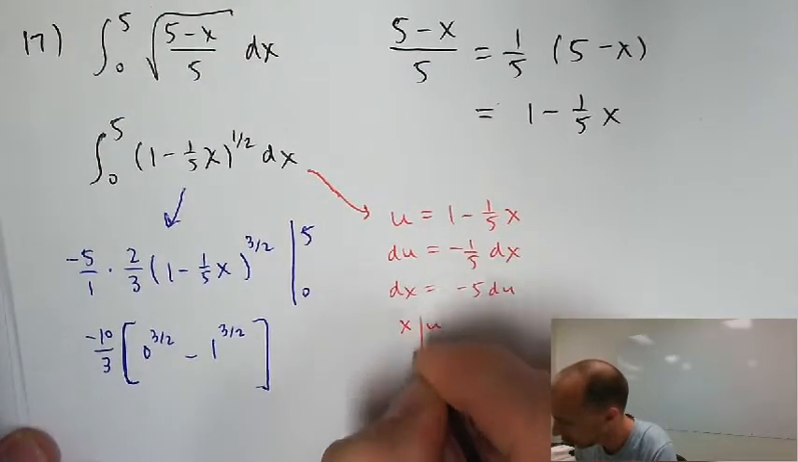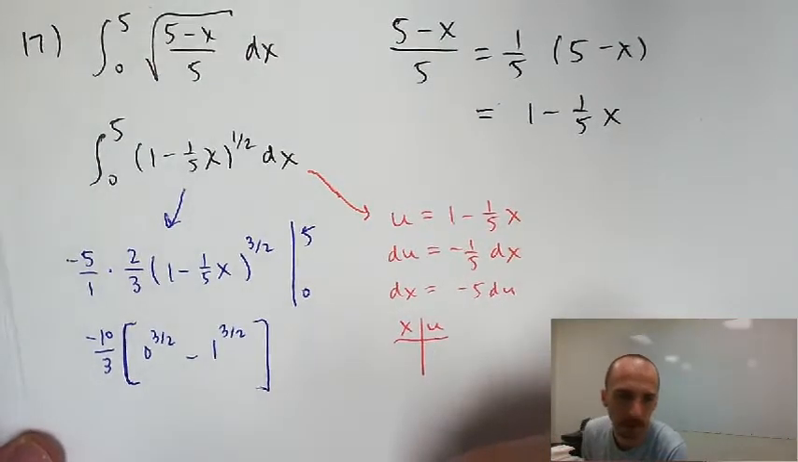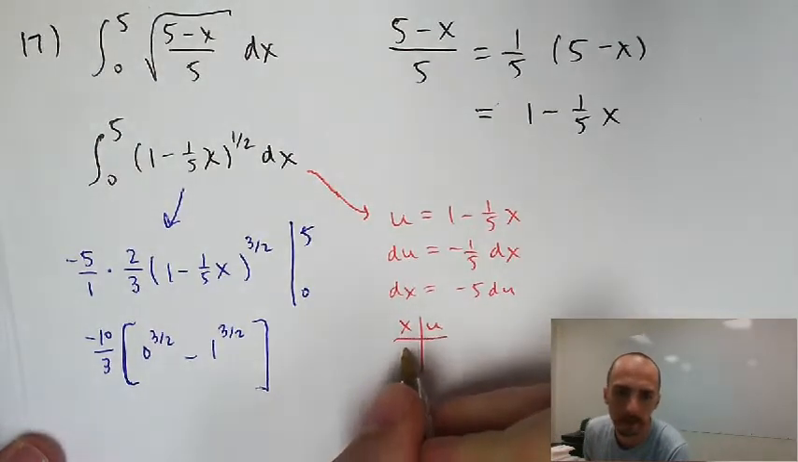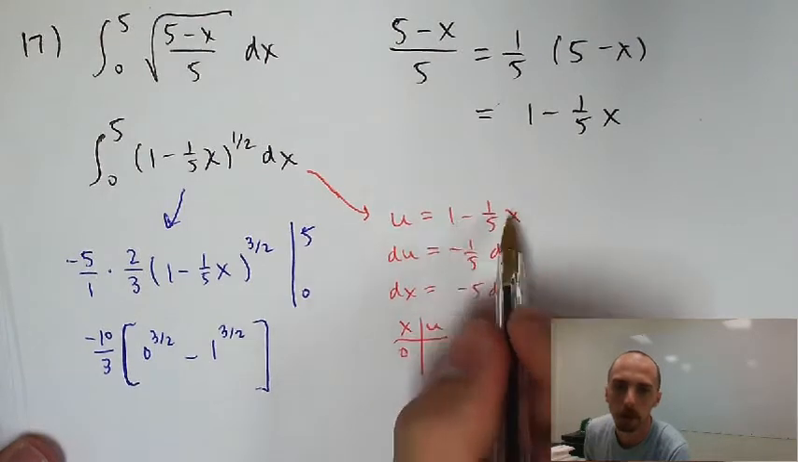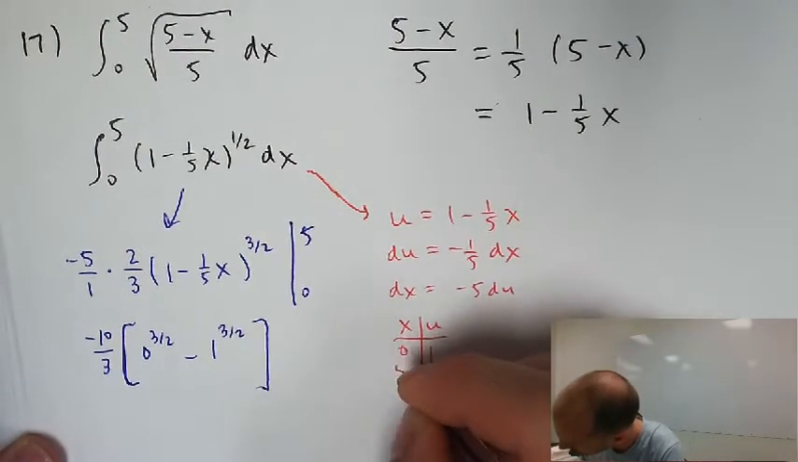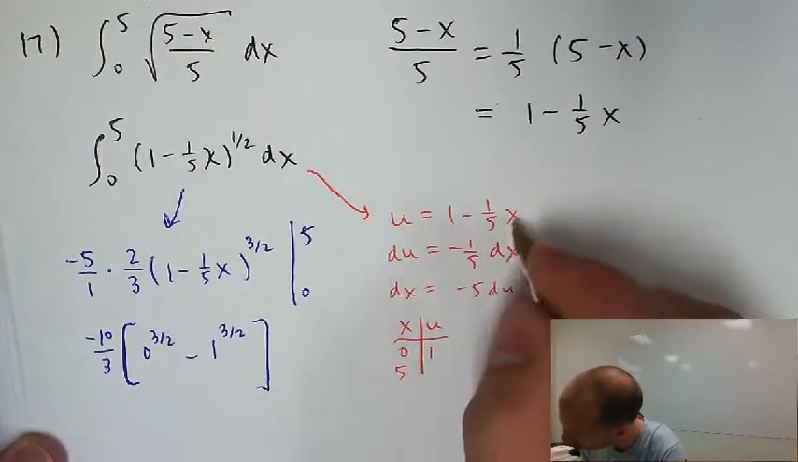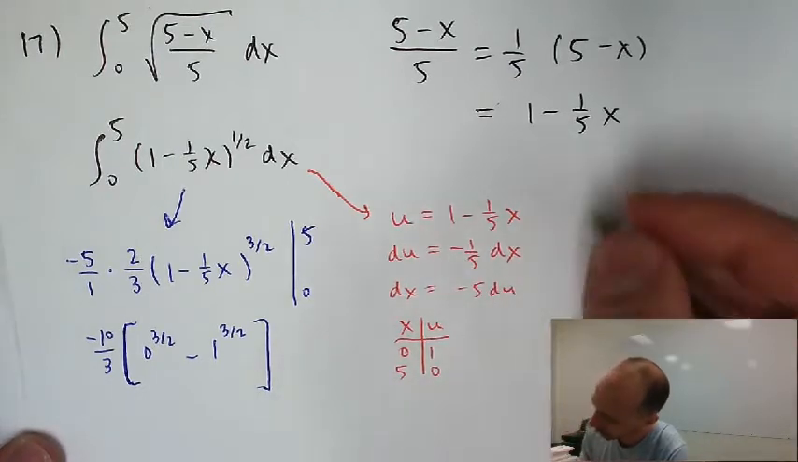And then I need to kind of make a conversion table. I need to go from x's to u's. So when x is equal to 0, u will equal 1. And when x is equal to 5, u will equal 1 minus 1, which is 0.